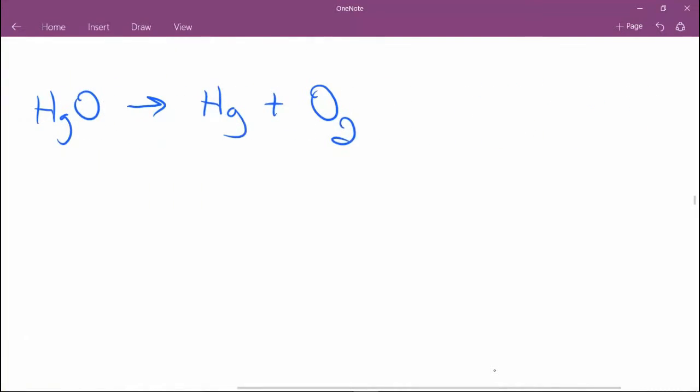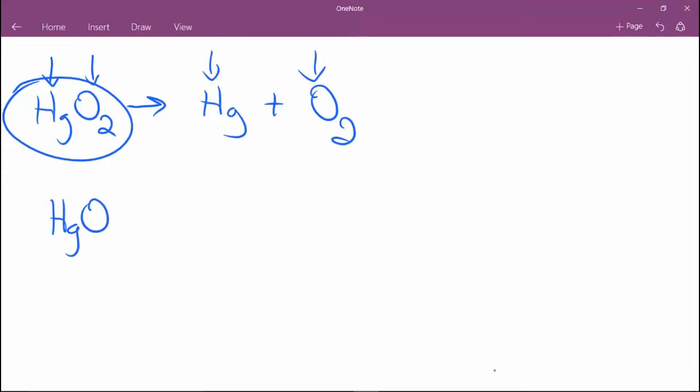If I started out with this equation and I was asking you to balance it, and you came over and you did this: well, I have 1 mercury and 2 oxygens on this side of the equation, and I have 1 mercury and 2 oxygens on this side. That's true, but what happened is I no longer have the correct compound. This is not what I started out with. I started out with mercury 2 oxide.